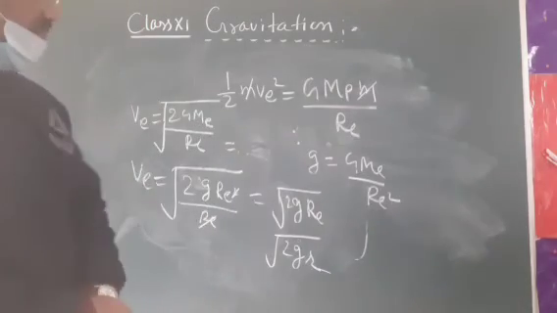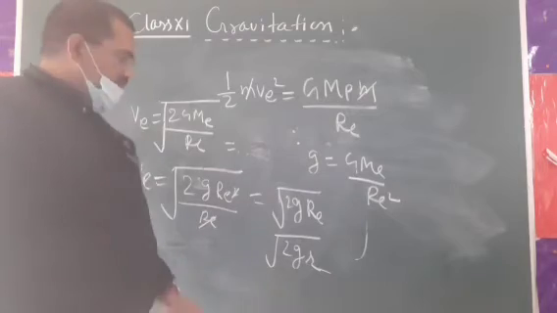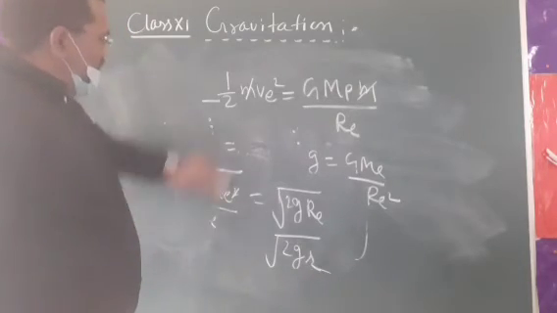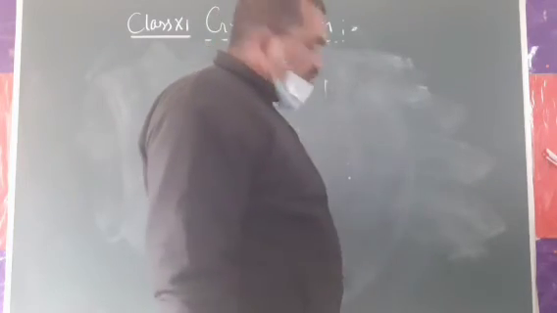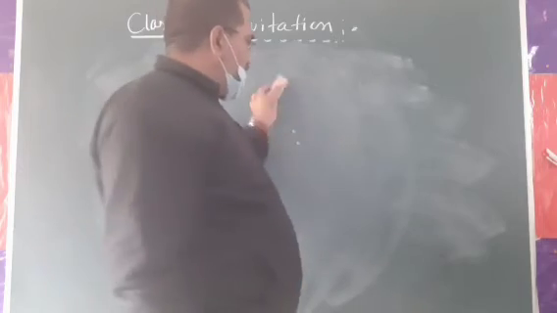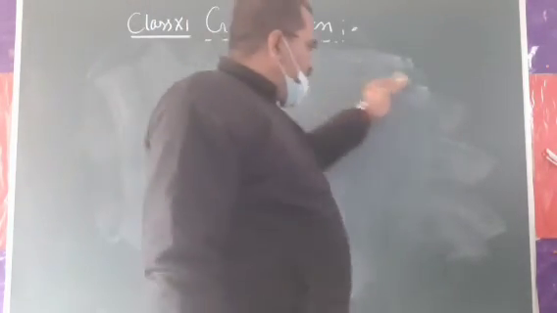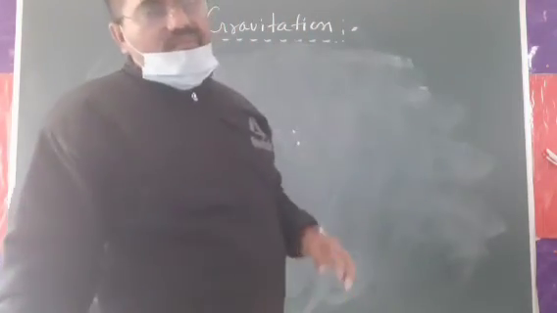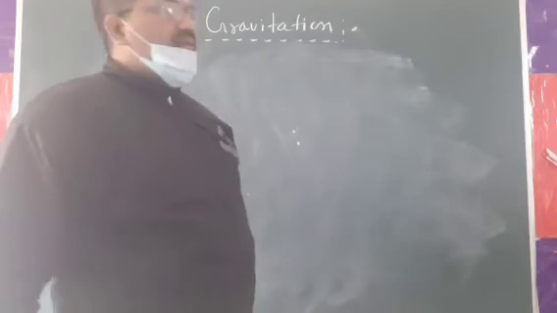Okay, so this is all about escape velocity. So remember that for Earth, escape speed is 11.2 km/s, and you can find escape speed of any planet. Put the value of mass of the planet and radius of the planet.